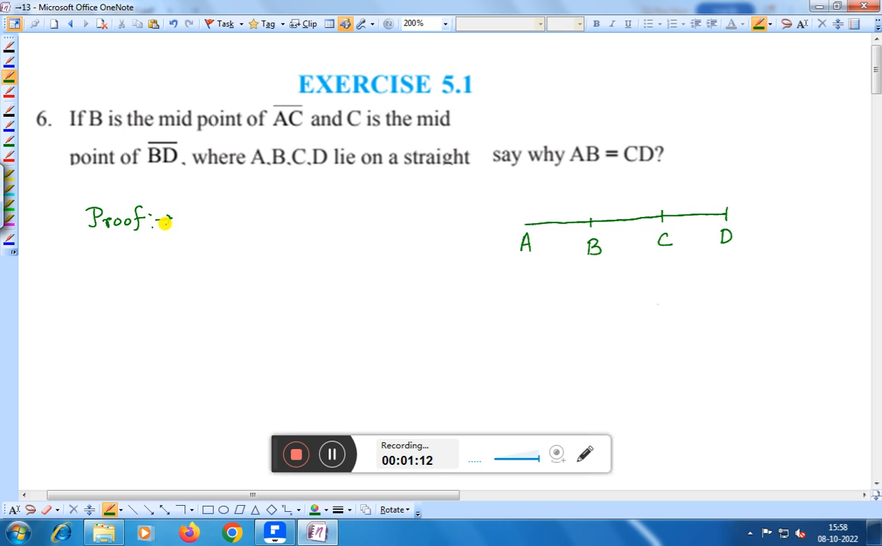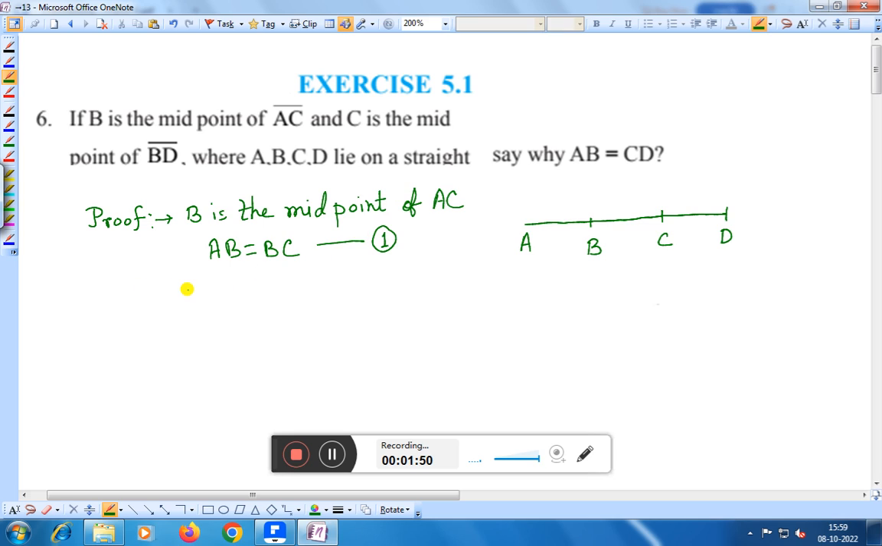What is the proof? Here B is the midpoint of AC. Therefore we can write AB is equal to BC, right? Since it is the midpoint. This is 1.